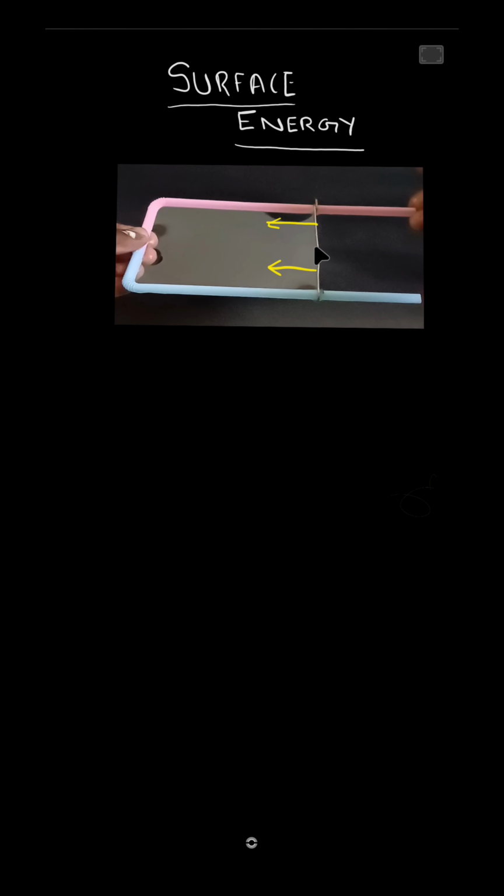Now let us derive an expression for surface energy. As we have seen, the soap film pulls the metal wire with a force. Let's suppose it displaces the metal wire by distance x. The length of the metal wire is L.